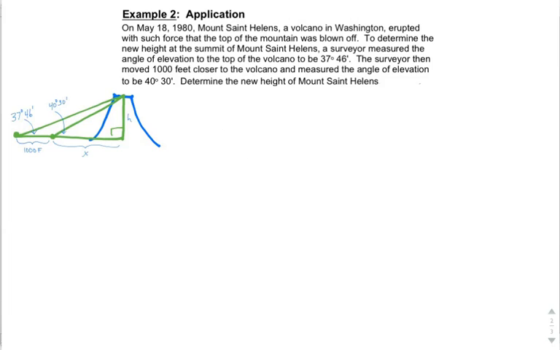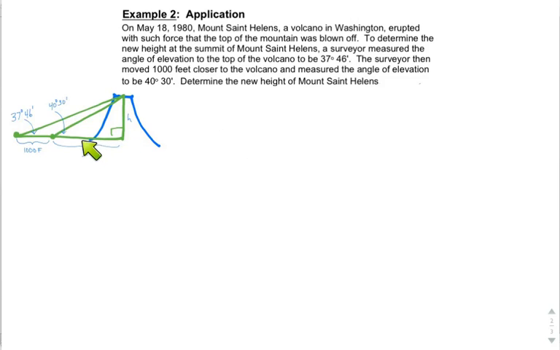And so we have the angles at the bottom, which you can see: 37 degrees 46 minutes is what we have for the angle. You can see that here. And then the second angle, once they took the second measurement, 1,000 feet closer to the base of the mountain, they looked up and measured the angle at 40 degrees and 30 minutes. We are trying to determine the height of the actual mountain.